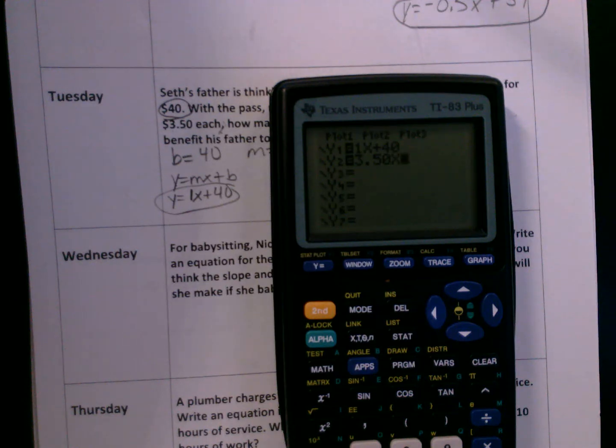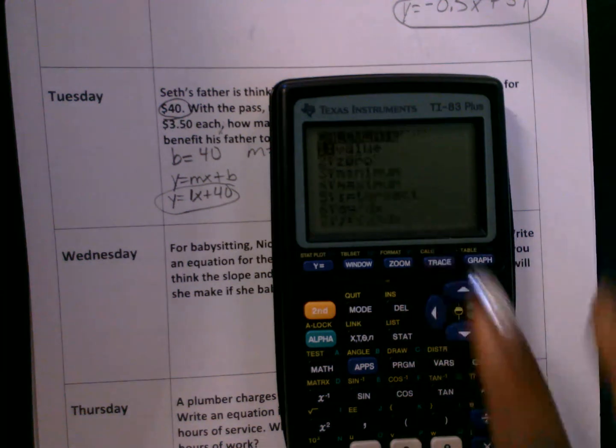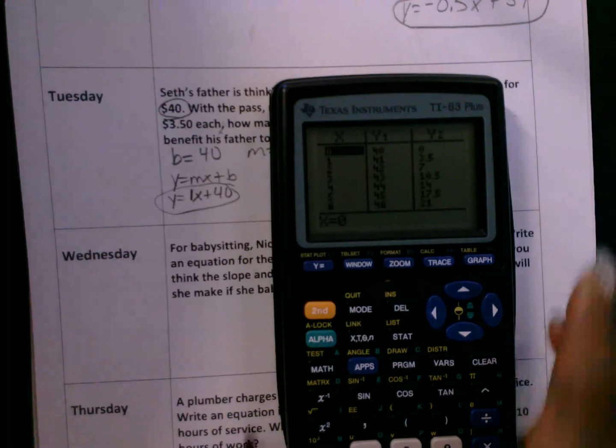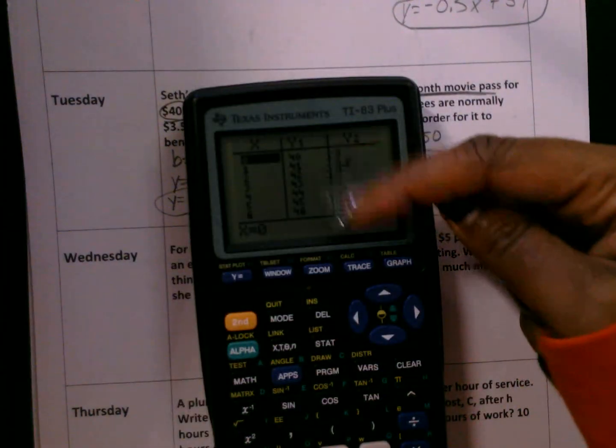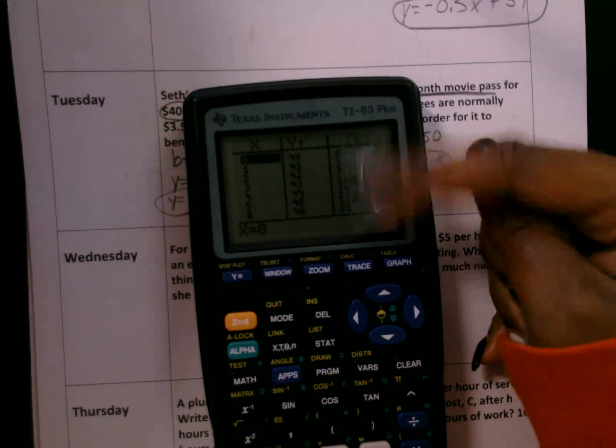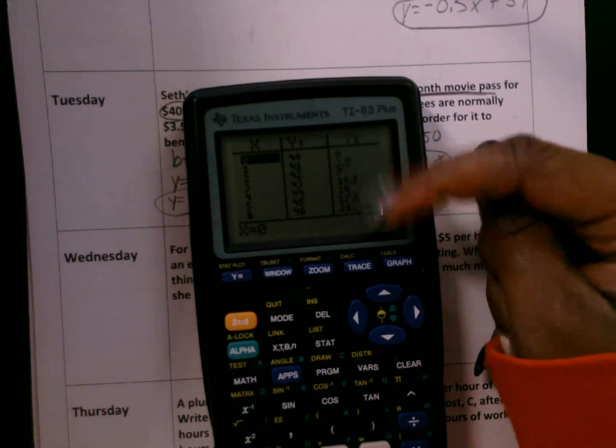All right, so now let's view the table. So we got second graph. So now we're going to compare the two equations. This is the first equation, Seth's father. This is the second equation, what it automatically costs.